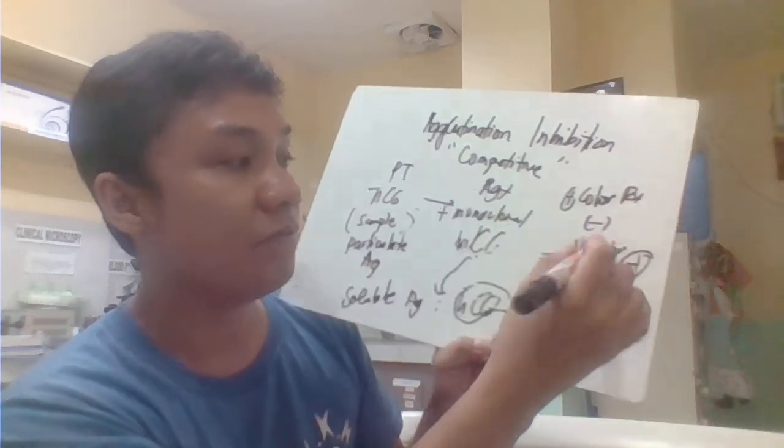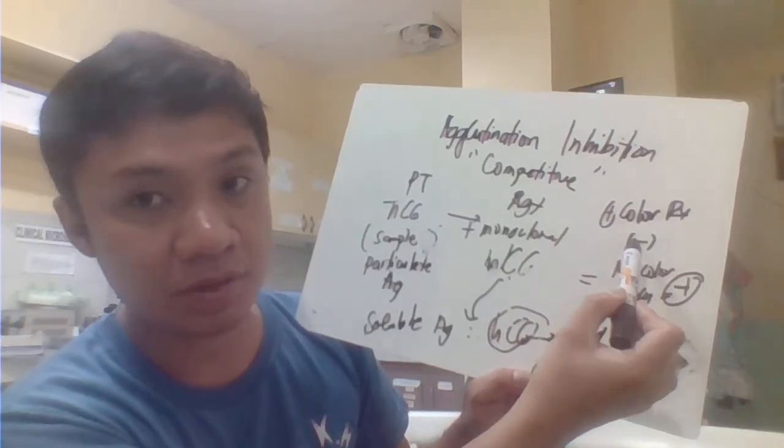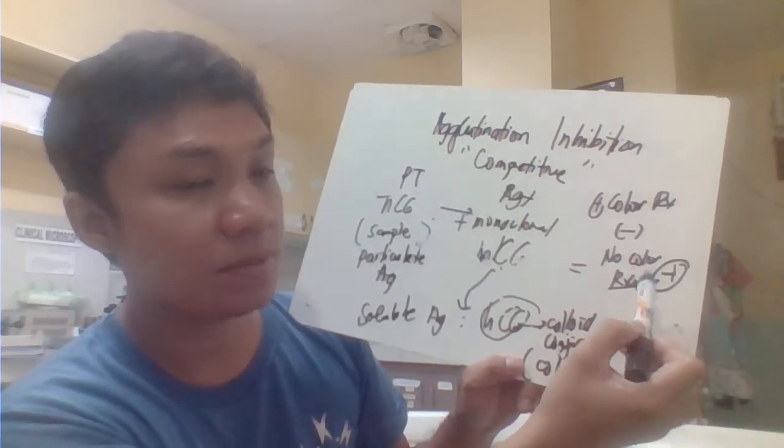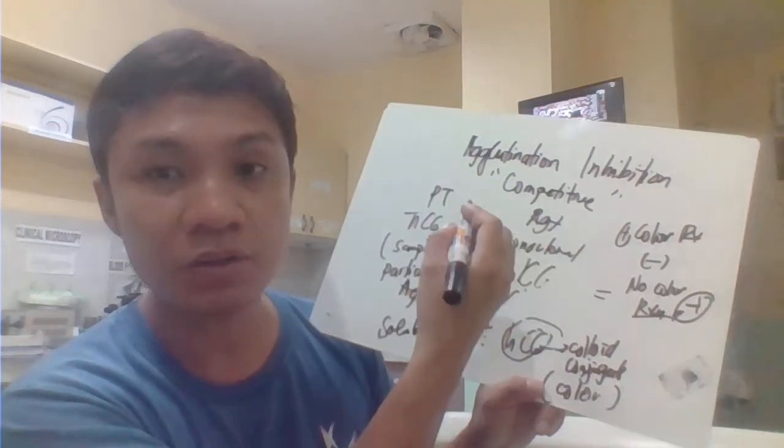Okay, this is negative na result. Pag may color reaction, negative ang result natin. Pag walang color reaction, that's positive na result. That's agglutination inhibition.